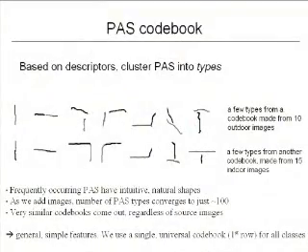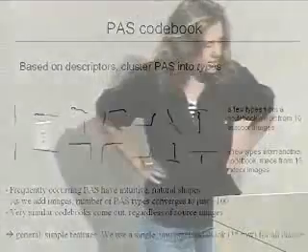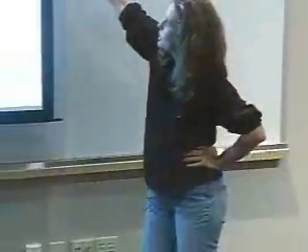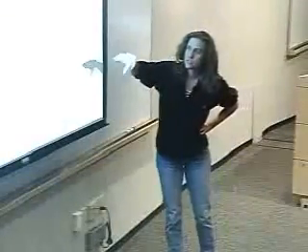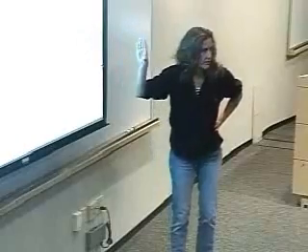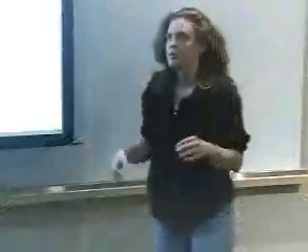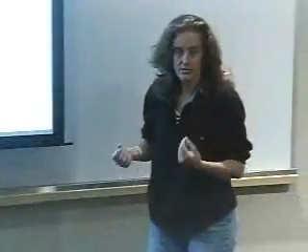Okay, and so then, again, we cluster this pair of adjacent segments into different words. And what's nice here, you have a codebook made from 10 outdoor images, and here one from 15 indoor images, and you can see that the codebooks are very, very similar. In this case, they are much less dependent on the images than in the case of interest points.